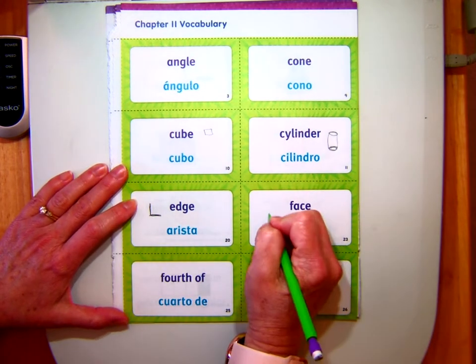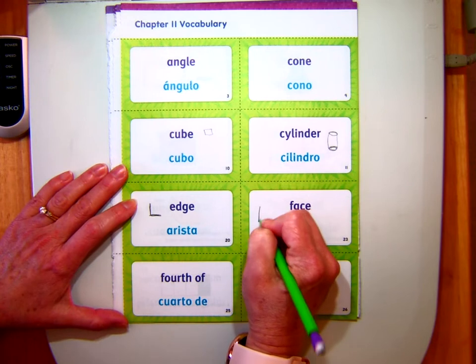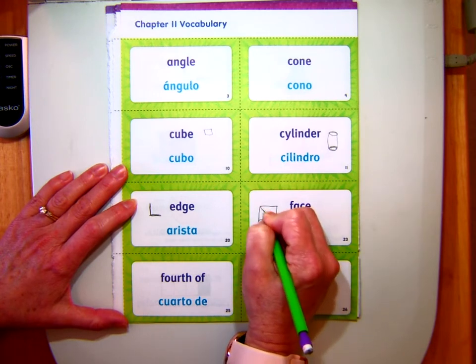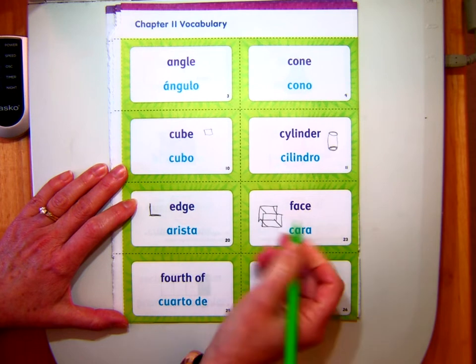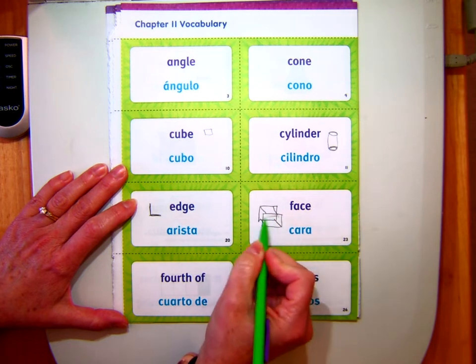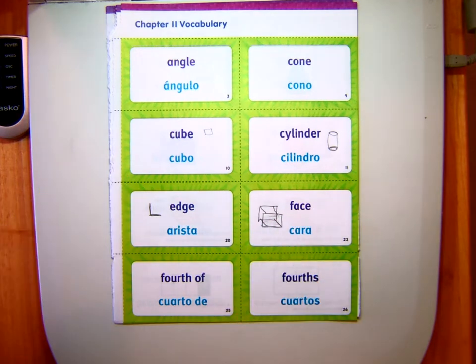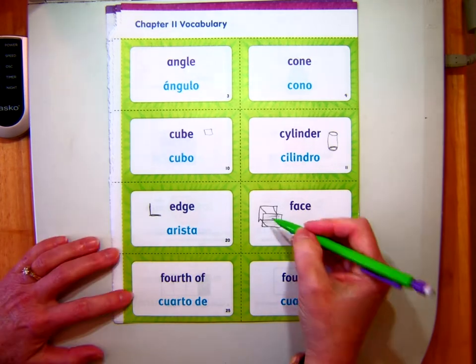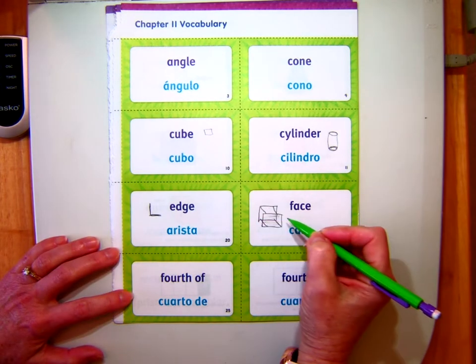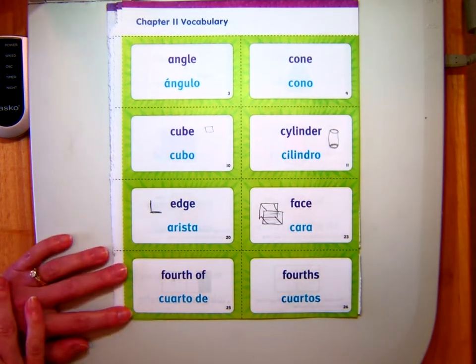This is a face of something. Let's say that I made a box, a cube, and I drew my cube. This is the face of the cube. So every side of it is called the face. So this is a face, this is a face, this is a face, this is a face. Every side of it is called the face.